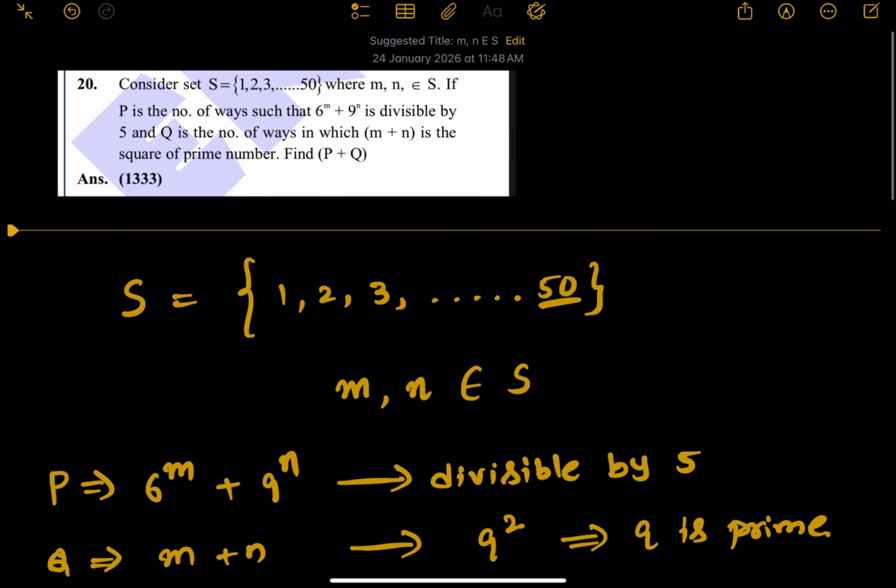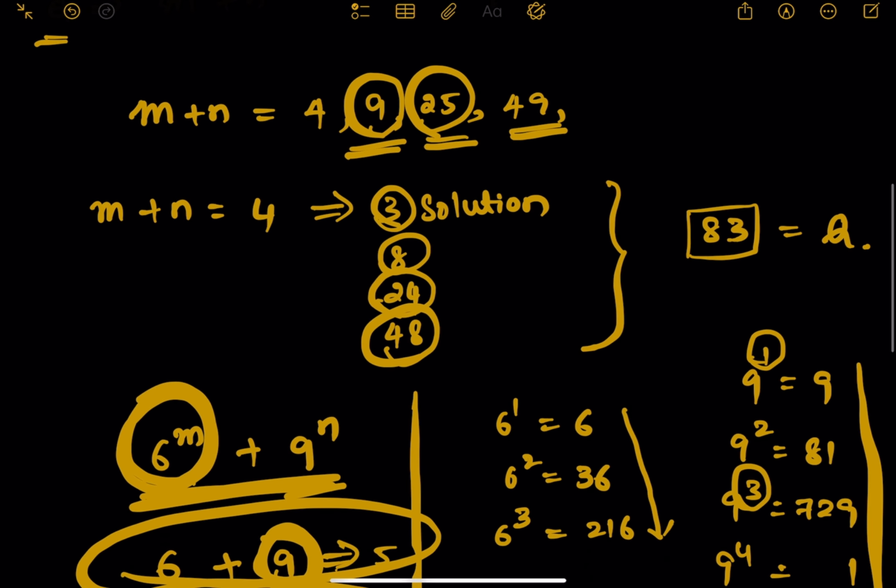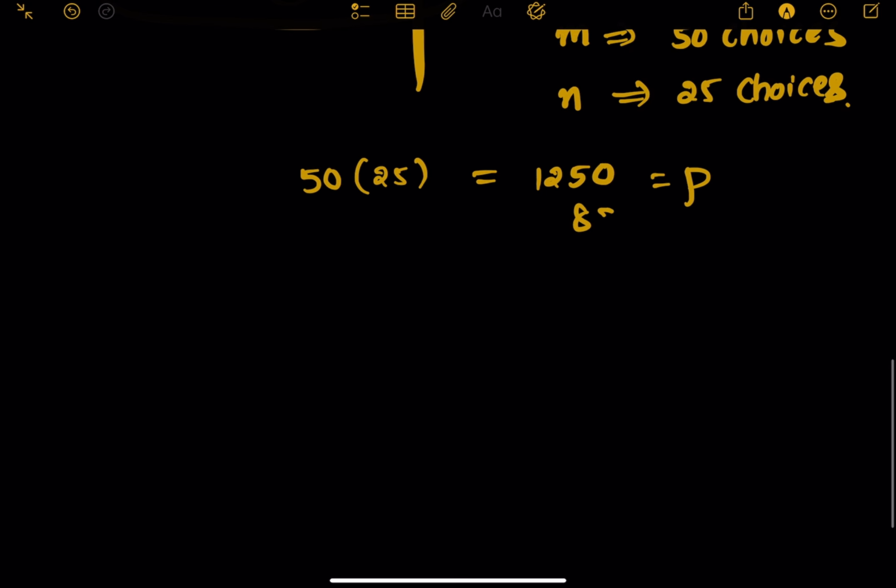Now what are you asked to find out? p plus q. Your q is 83. p is this much. So this is 3, this is 3, this is 3, and this is 1. So this is your answer.